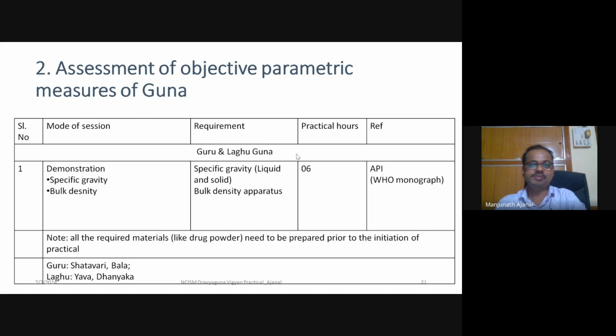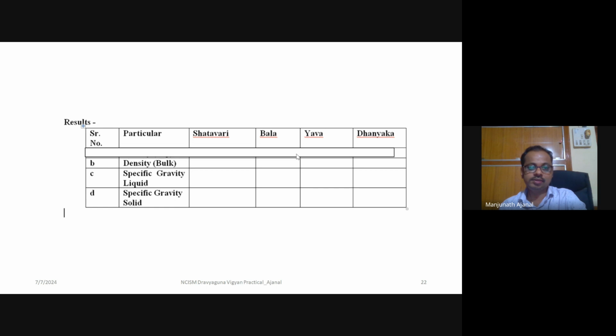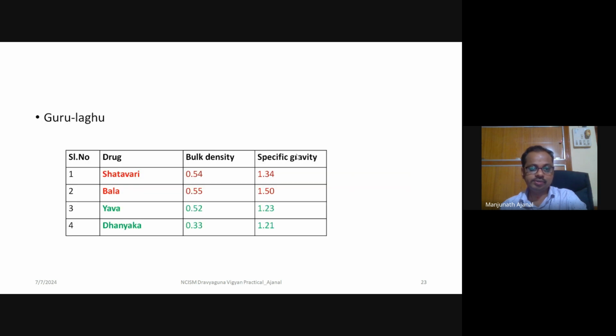Next set of practicals are assessment of Guna. Here for the Guna we include Guru, Laghu and Snigdha, Ruksha, because these are easy to identify. The Guru and Laghu Guna examination is done based on the specific gravity and density. The required materials are a specific gravity bottle and density apparatus. The drugs to be studied are, Guru: Shatavari and Bala; Laghu: Yava and Dhanyaka. The procedure I already told, and this is the result we observed.